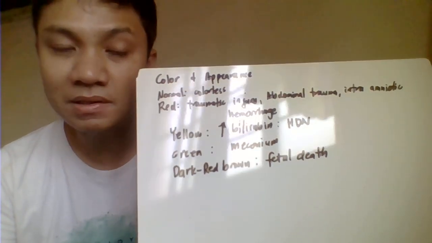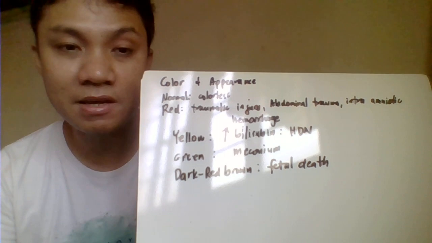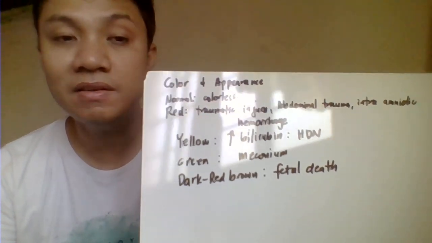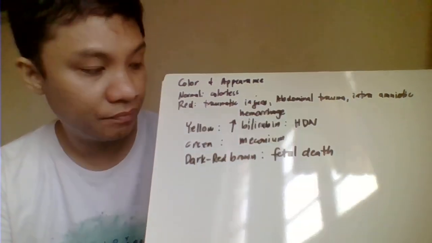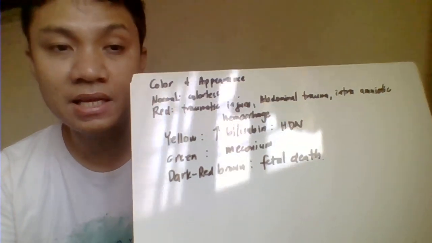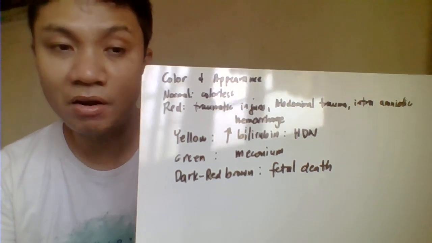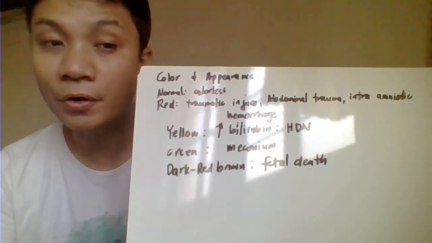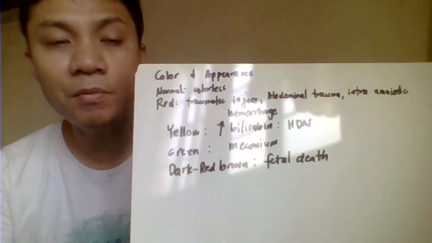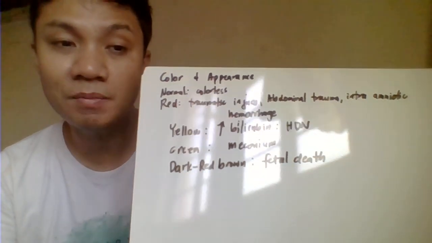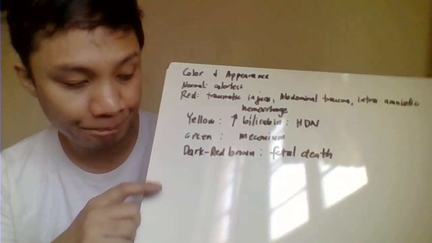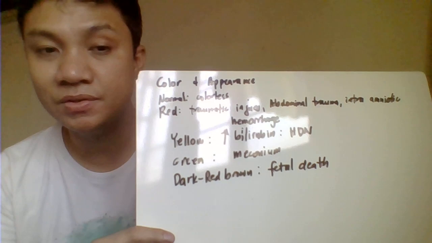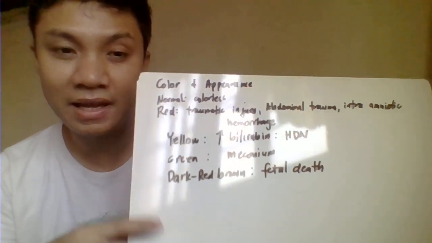Dark yellow specimen signifies high concentration of your bilirubin, which is the breakdown product of the red cell destruction in the case of your hemolytic disease of the newborn. Then we have also here dark green, which signifies the presence of the meconium. Meconium is the first bowel or first na stool or dumi ni baby. The problem with meconium here is since dumi siya, kung sobrang dami niya, it's toxic to the baby. Then we have also here dark red brown, so that would signify fetal death. Okay, RIP.